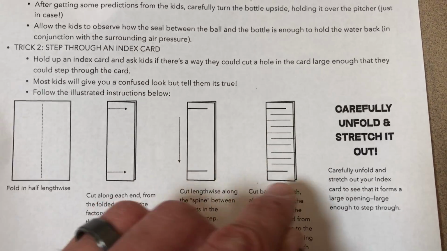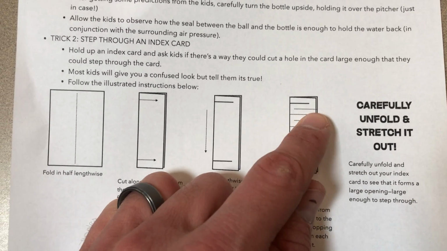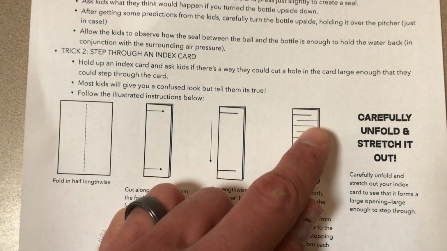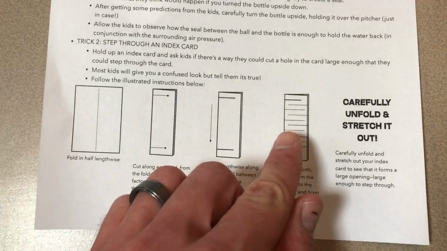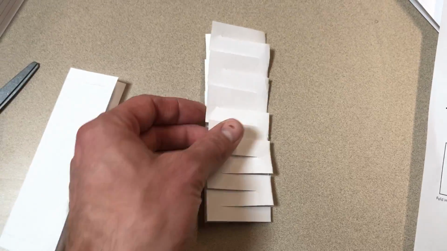Then, like on the sheet, with the 2 cuts made, they're gonna zigzag back and forth, making cuts that go about 3/4 of the way through. They cut from the factory edge to the folded edge, then from the folded edge to the factory edge, and just alternate back and forth. No cut is gonna go all the way through. At the very end, it'll be like this.